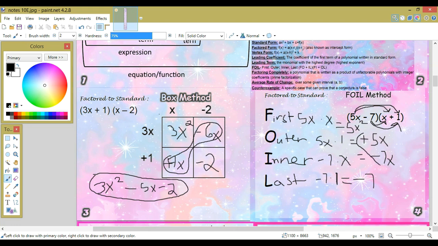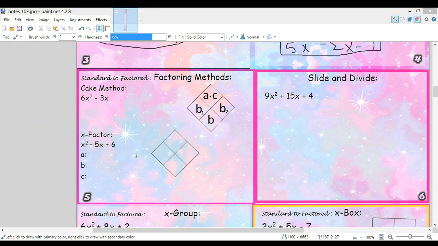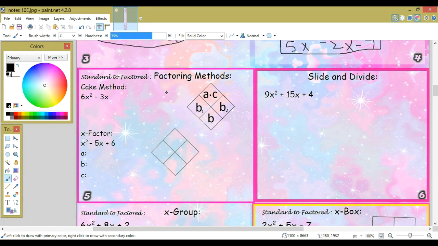We combine the two middle terms, the outer and the inner, to get negative 2x. Put them together. So we have 5x squared minus 2x minus 7. And that is our standard form. We started with factored form, and then we went to standard. Next, let's talk about page 5, factoring methods. First, we're going to talk about the cake method.